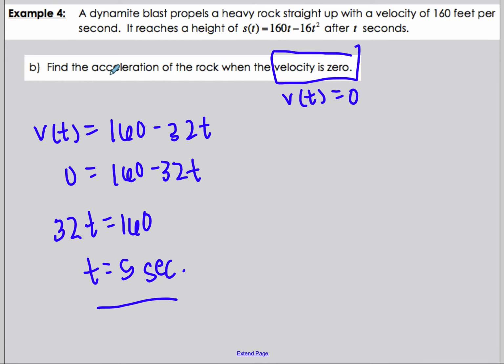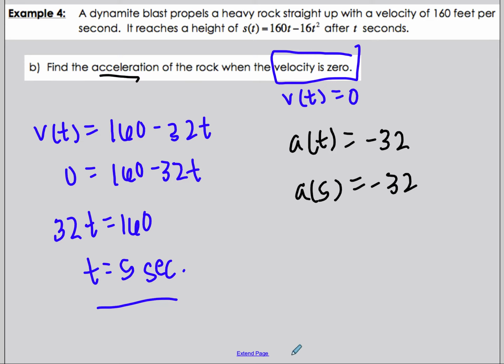Okay, now I got to find acceleration. So a of t, getting my equation from before, is negative 32. So what I would do is plug in 5. In this case, if I plug in 5, there's no values to plug it in because acceleration in this case is constant. So my acceleration at t equals 5 is negative 32, and I would label it feet per second squared. So that'd be my answer.